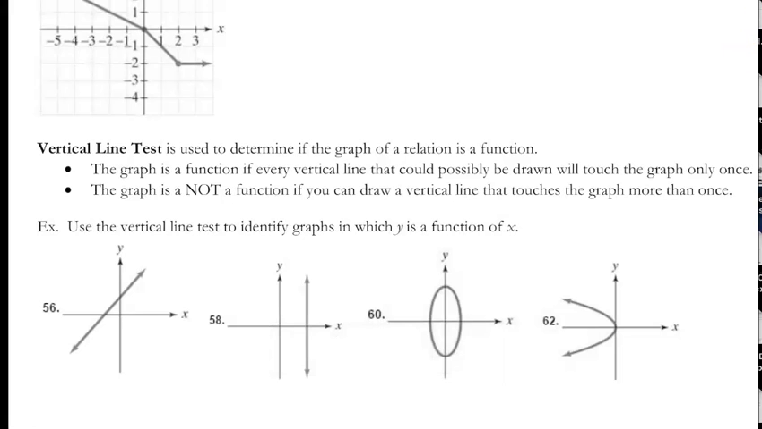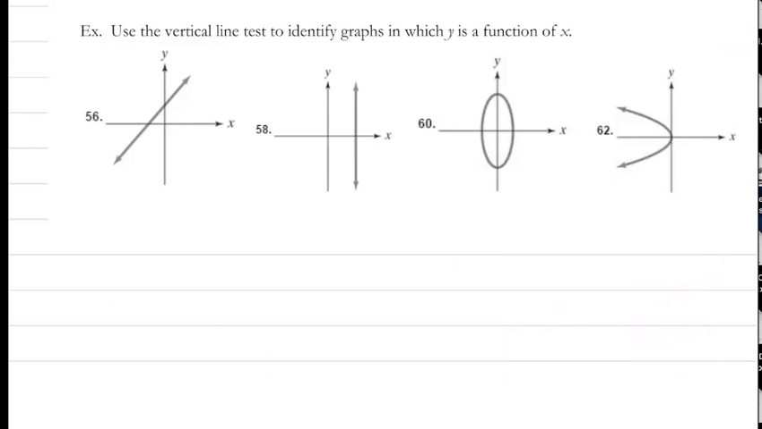So let's go ahead and take care of these examples. So on that first one, we have a slanted line. So it's a linear equation. My vertical line is a line that goes up and down. And so when I draw the line up and down, no matter where I draw that line, my lines are a little crooked now, but imagine they're nice and straight. No matter where I draw that line, it's crossing that slanted line, that's my graph, only one time. So it's a function.